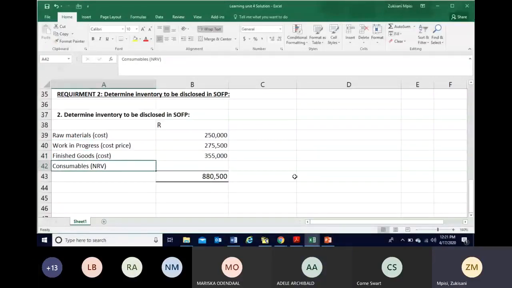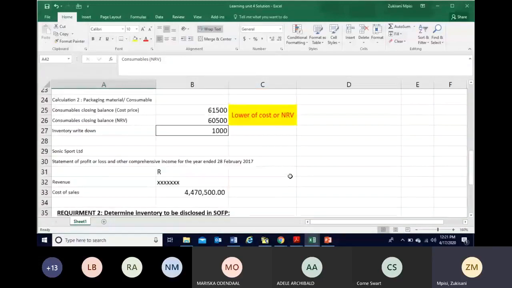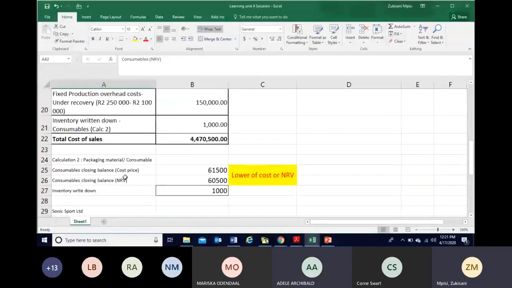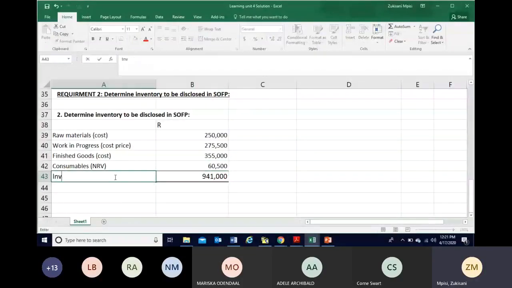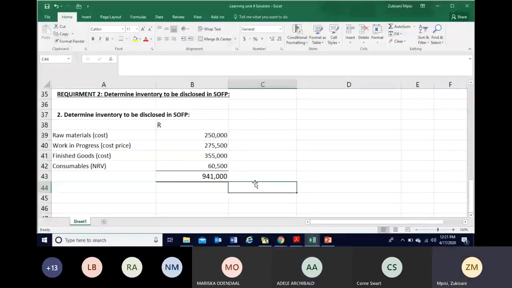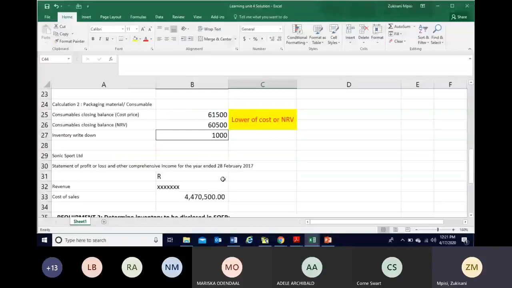But when it comes to consumables, we have already done this question. Consumables, we are disclosing them at net realizable value, which is 60,500, and this brings the total of your inventory that you are going to be including in your statement of financial position to 941,000. So a similar thing would happen there as well.